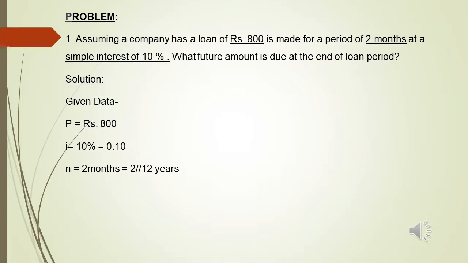Let's write the data. Company has a loan of 800, so P is 800, period is 2 months, and simple interest, indicated by I, is given as 10%. So 10 by 100 will give me 0.10. What future amount is due at the end of the loan period? At the end of the period, what is the amount that remains due? That is what we have to find.